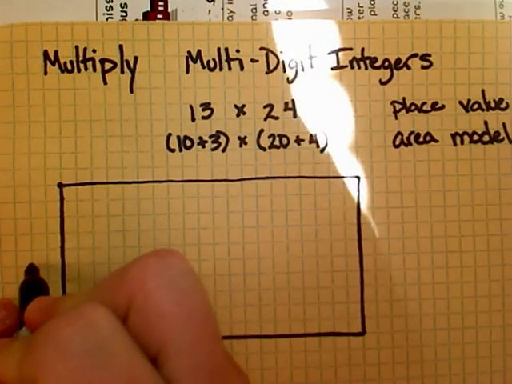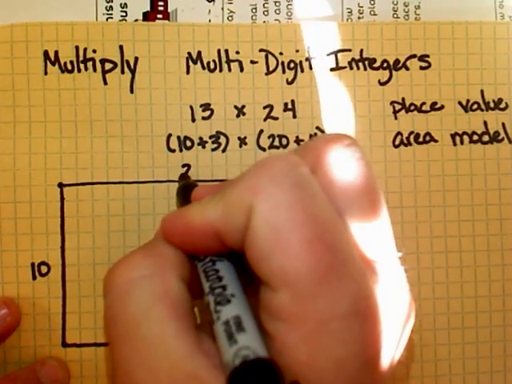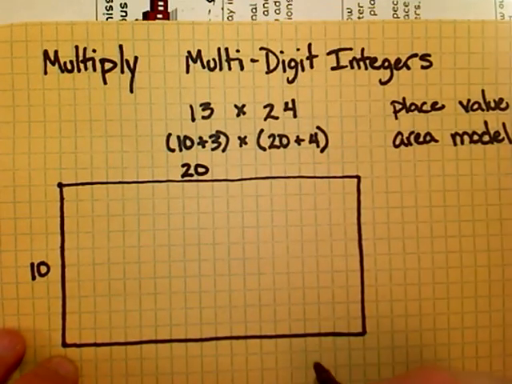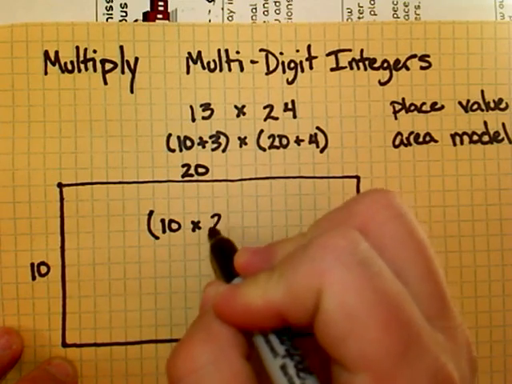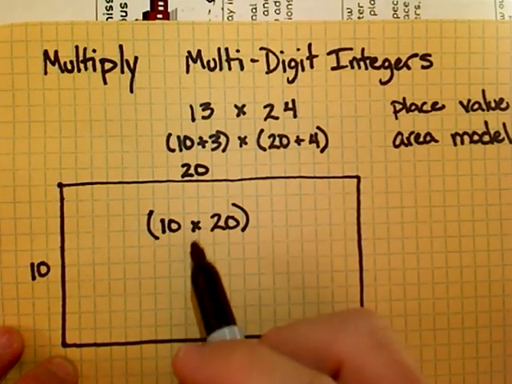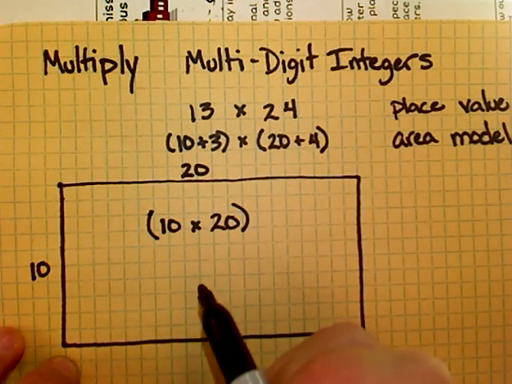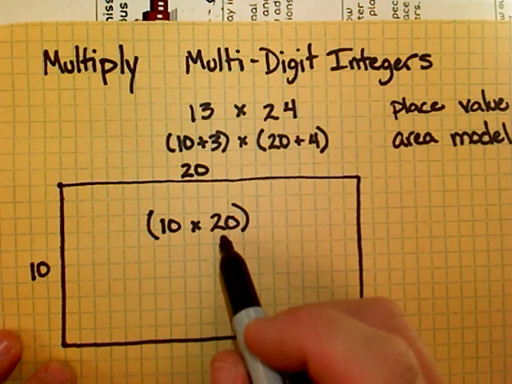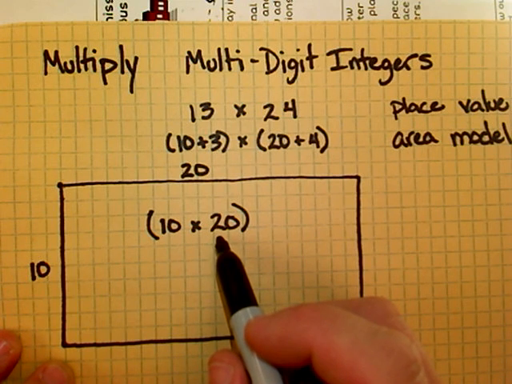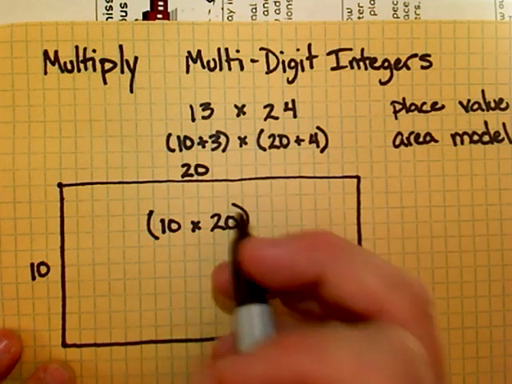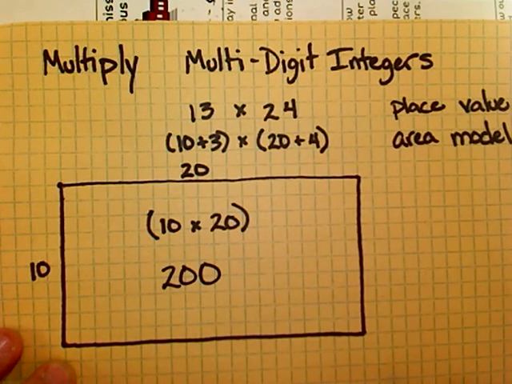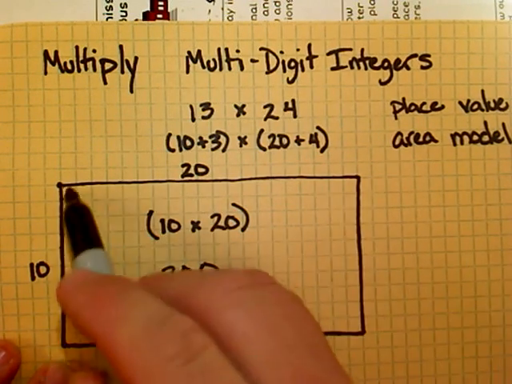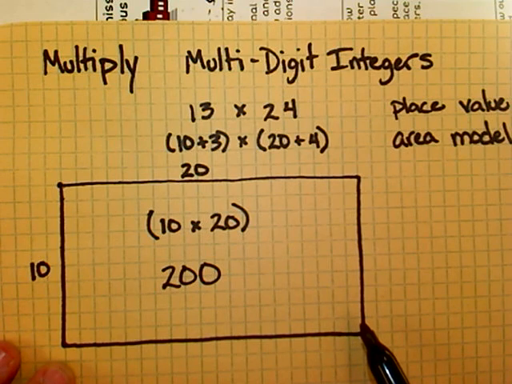What we want to do is take 10 and multiply it by 20. Well, I know that 1 times 2 is 2. I know that 10 times 2 is 20, and I also know that 10 times 20 would be 200. Okay, so there are 200 little tiny squares in there.